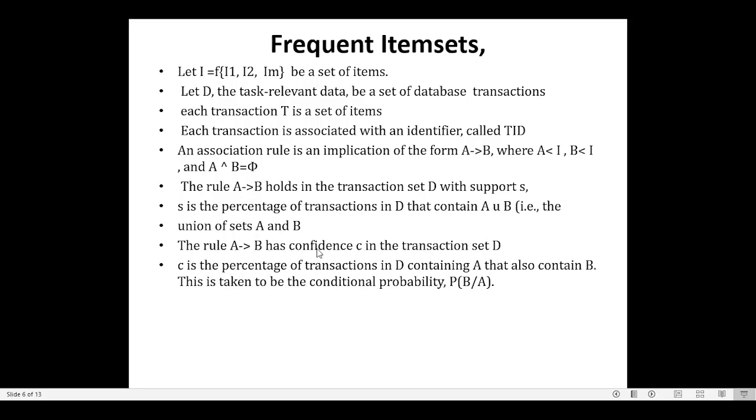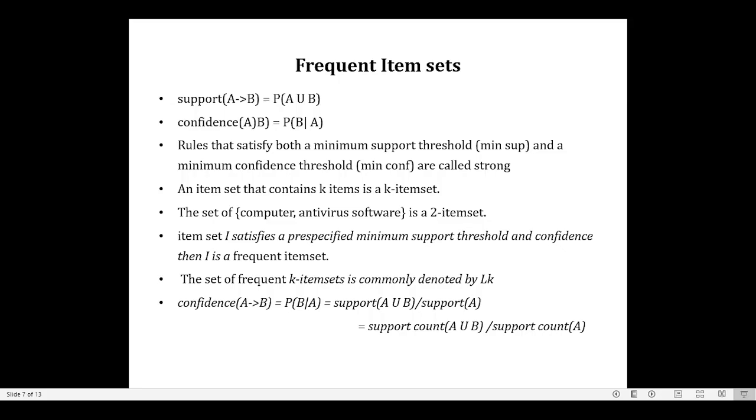The rule A implies B has confidence C in the transaction set D, and C is the percentage of transactions in D containing A that also contain B. So this is taken to be a conditional probability P of B given A. Let us understand about support and count in more detail.